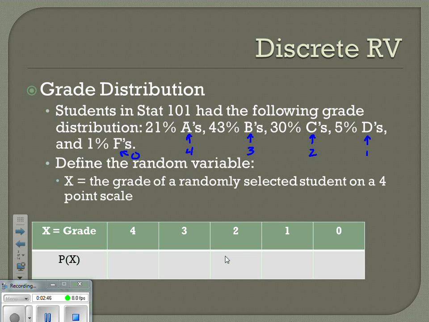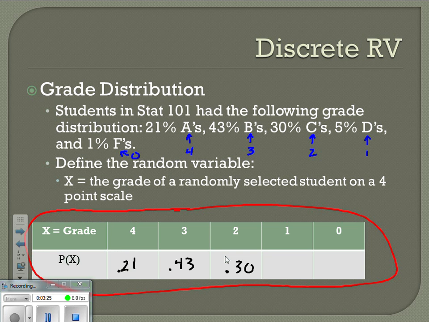So really as we start to set up these random variables, we're going to set up tables that look a lot like what you see down here at the bottom of the screen. These tables are going to become very, very helpful for us in the sense that our data is going to be organized and we're going to be able to start pulling probabilities very easily from this table. So the trick over the next few days is to make sure that we're setting these tables up correctly. So the probability that we select a 4-point student would be 0.21. A B student or a 3.0 student would be 0.43. And we got 30%, 5%, and 1%.